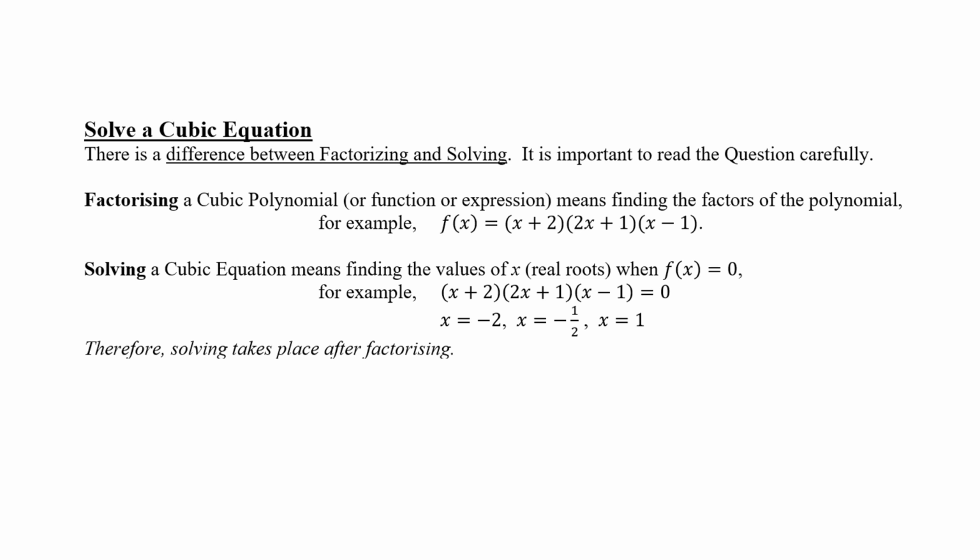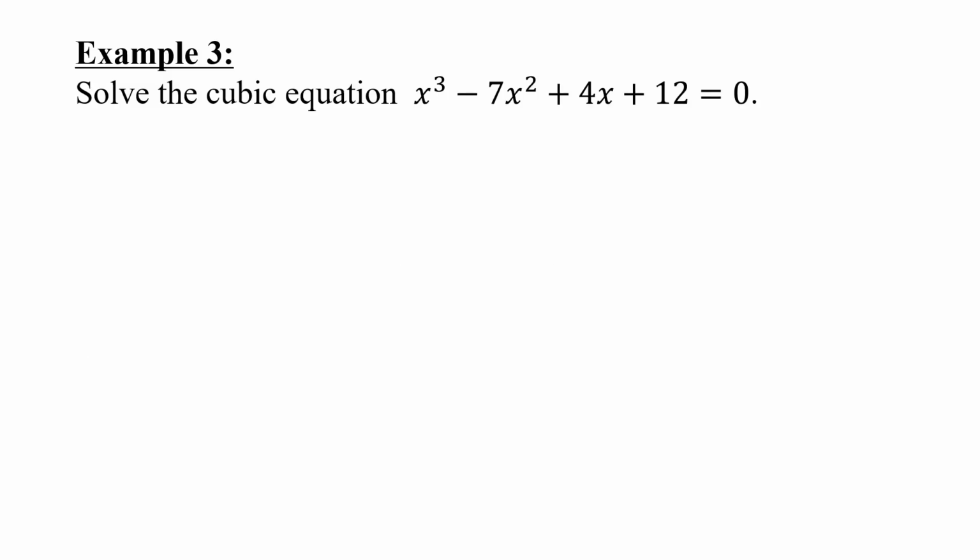So where do you get it from? You actually get it from factorization. To solve a cubic equation, first of all, you have to do the factorization. Then after the factorization, you solve it by applying the zero product rule. So let's put what we have learned into practice. Let's look at example 3.